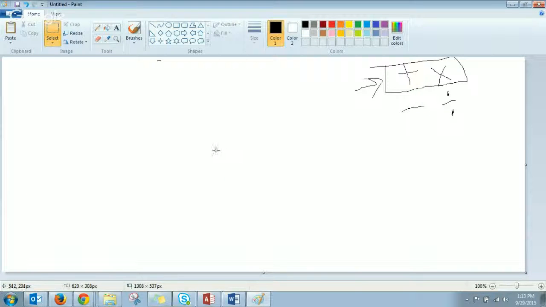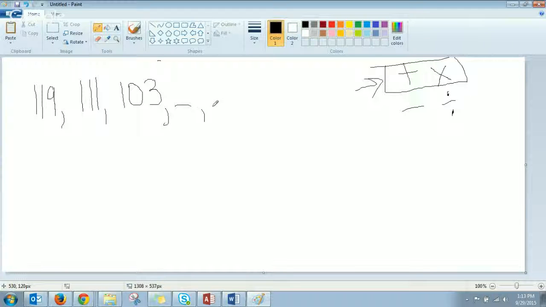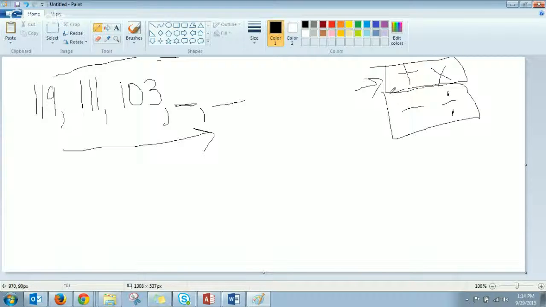Let's do another one. I'm trying to make them a little harder as we go along. 119, 111, 103, comma, blank, comma, blank. All right, so I see that this one's a little different because it's no longer getting larger. It's getting smaller as you go down the line. So we have to say bye-bye to these guys, and we have to start focusing on either subtraction or division.